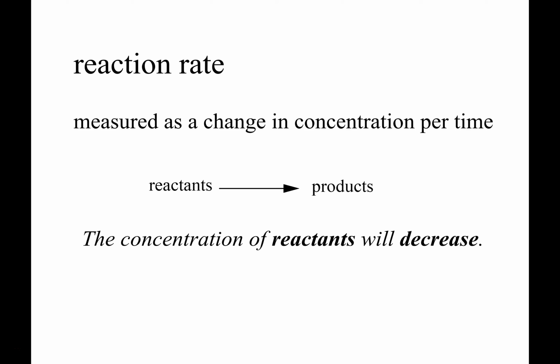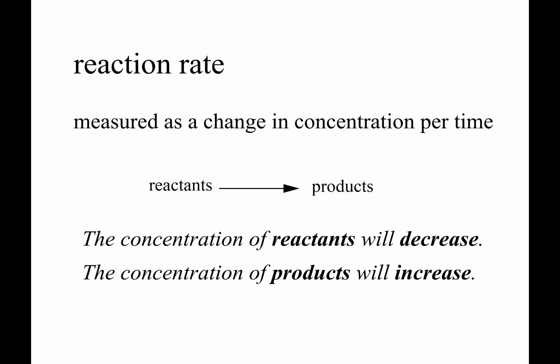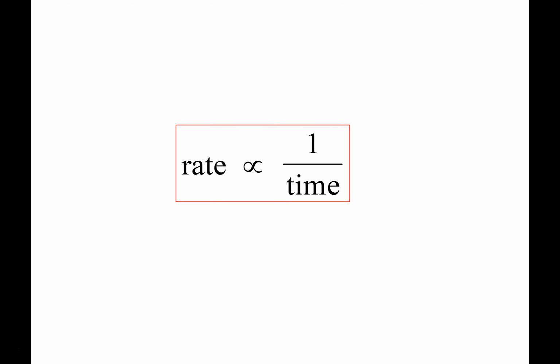But logically, our reactants are going to get less, and our products are going to build up. We can track either one to come up with the rate of the reaction. So the reactants will decrease and the products will increase. We've talked about this proportionality symbol, and it has an inversely proportional relationship. What does that mean? Well, as time increases, rates actually will decrease.